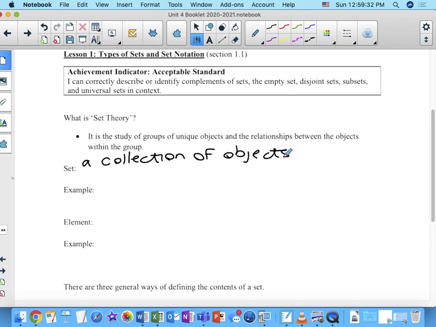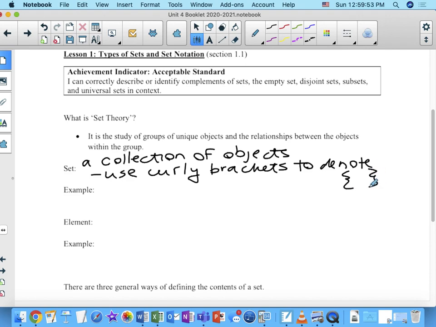Okay. Now, to show that we are talking about a set, we have to use curly brackets to denote a set. Okay, so something like this. And in fact, we've seen that before when we've looked at domain and range. And that's because the domain and the range of a function is a set of values, right? It's a set of values that is defined for that particular function.